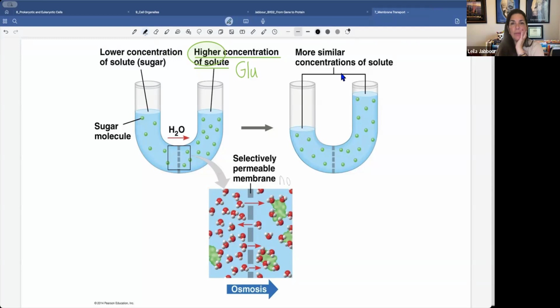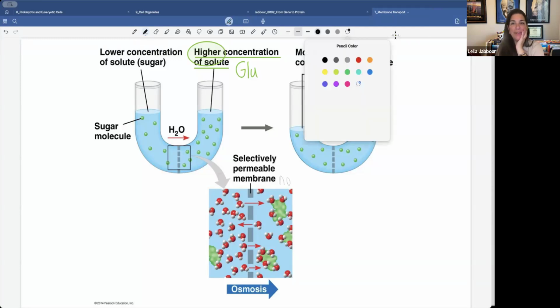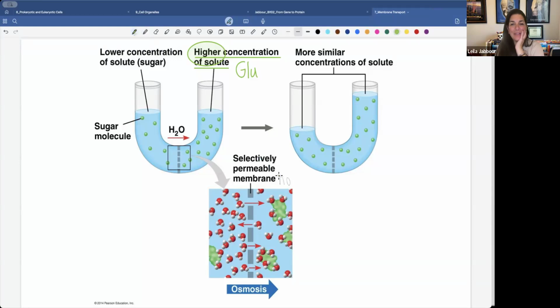Oh, where did all my colors go? Oh, there we go. No transporter.